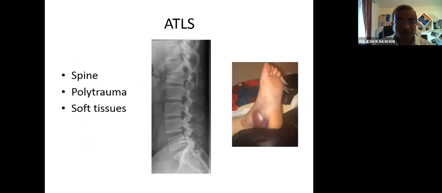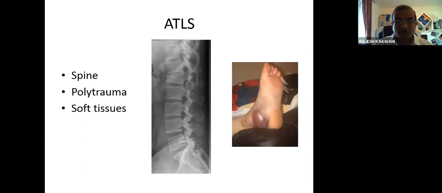Now, these fractures are very commonly associated with other injuries. Sometimes you can have dorsolumbar junction fractures, with or without neurology. So whenever you see a patient with a calcaneal fracture, you should follow the ATLS protocol and do a complete primary and secondary survey. They can be a part of a polytrauma, which can then distract you from the calcaneal fracture injury. And sometimes they can also be associated with bilateral calcaneal fractures.